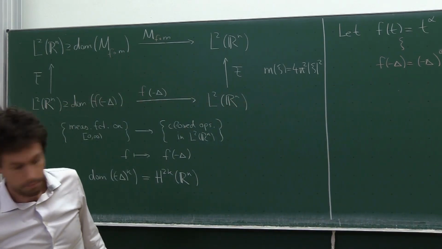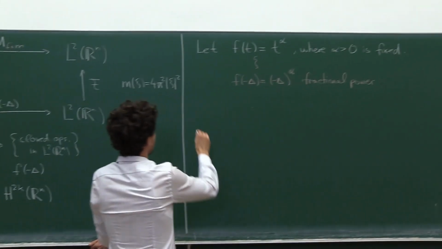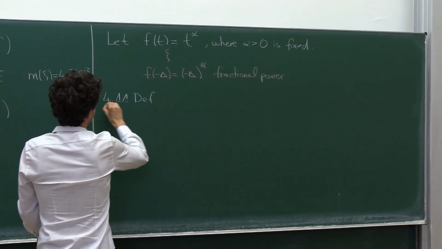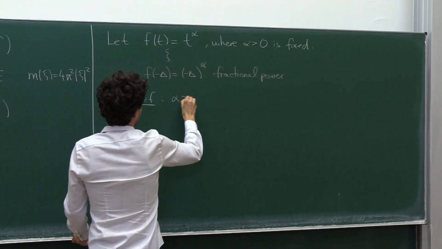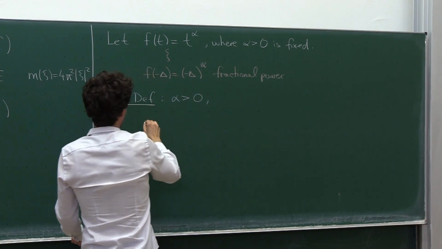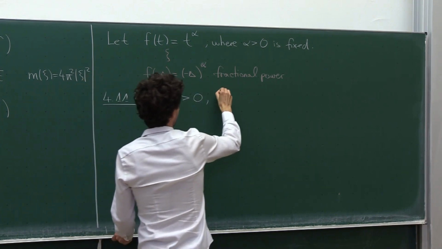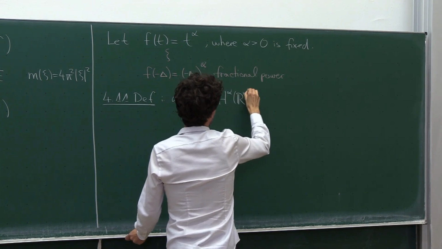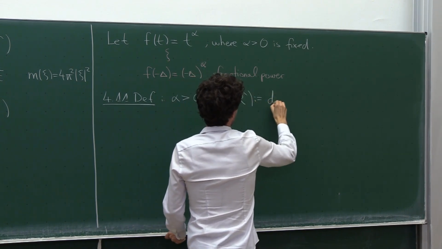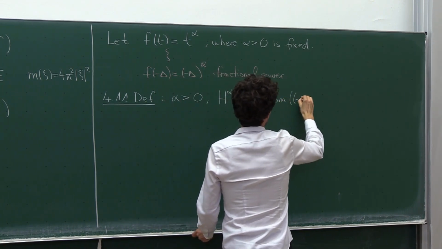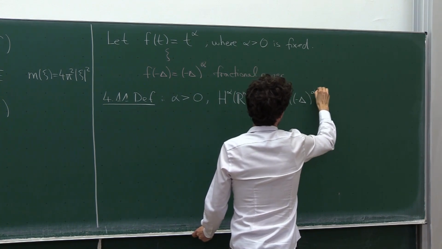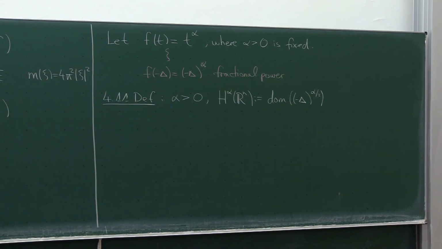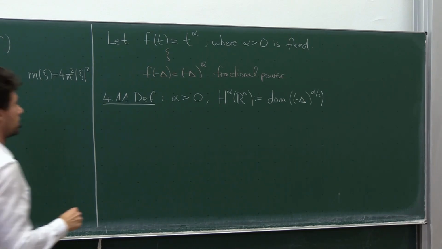Okay, so in other words, Definition 4.11: alpha is positive, I set H^alpha(R^n) to be the domain of minus delta to the alpha over 2. And I equip this space just with the graph norm.